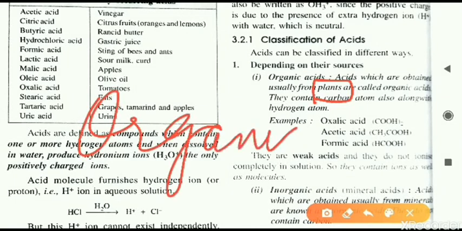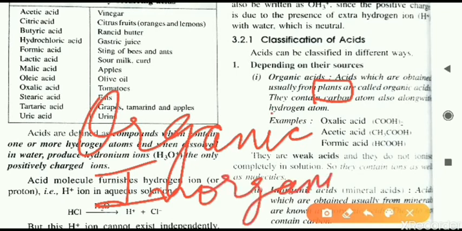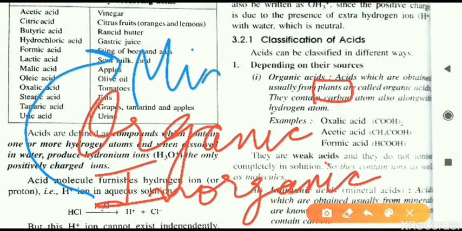The other category is inorganic acids. Inorganic are the ones which we are generally getting from the earth crust. From the earth crust we are getting the inorganic acids, and these inorganic acids are also referred to as mineral acids. They are also called mineral acid.